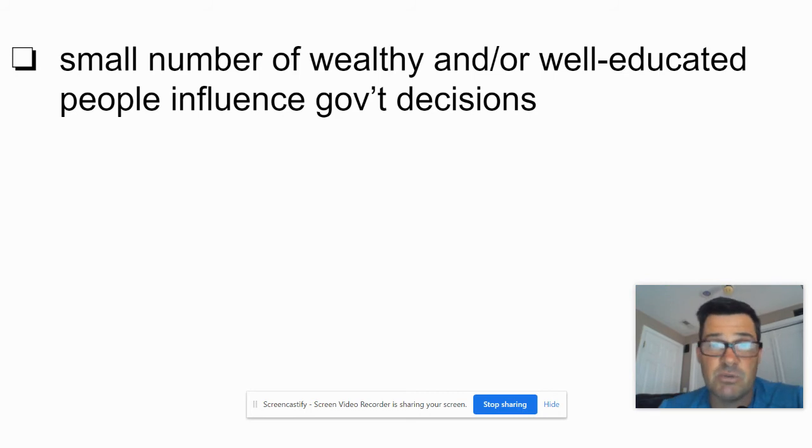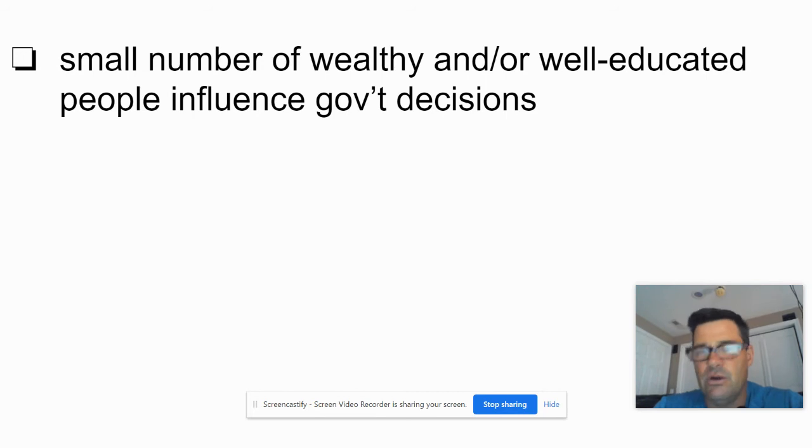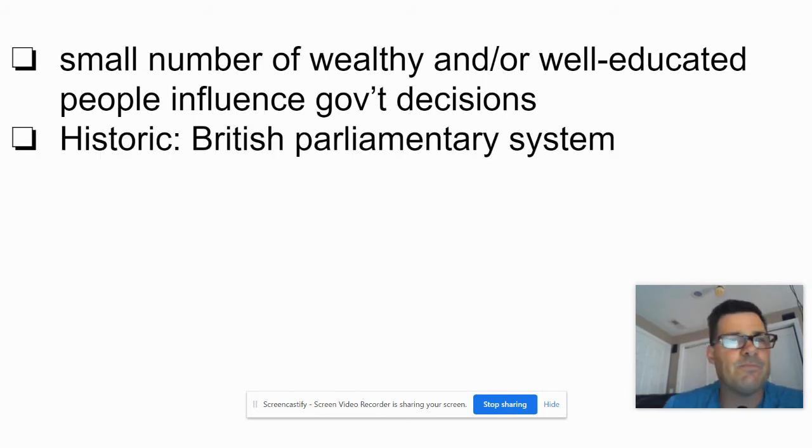So notice, participatory, you're influencing. Pluralist, you're influencing, but only if you join a group, and then that group has power because of their size. The more size they have, the more money they have, the more influence they have. Now you have elite. So it's like mostly lawyers, well-educated doctors, people. They're the ones who influence government decisions.